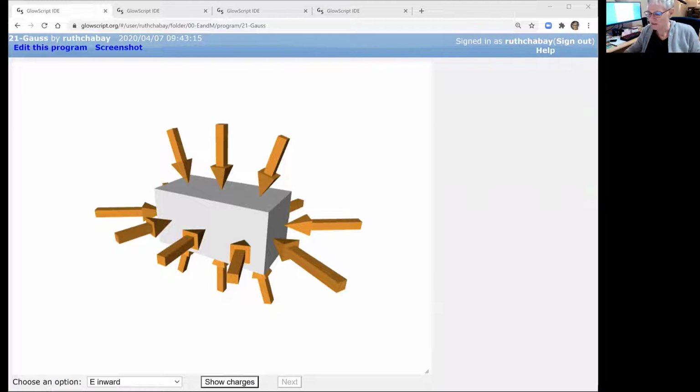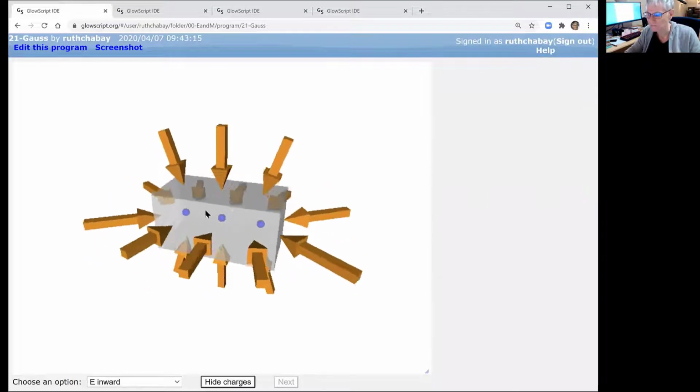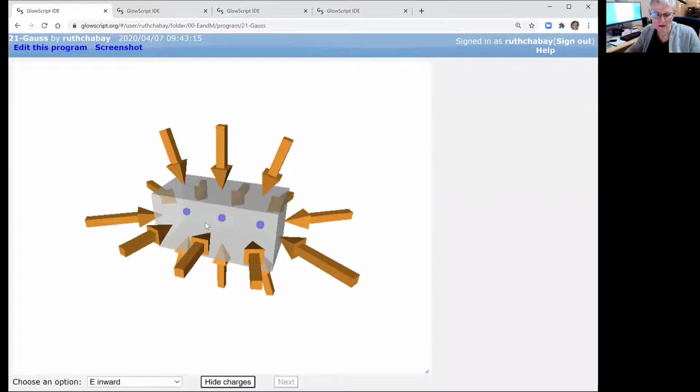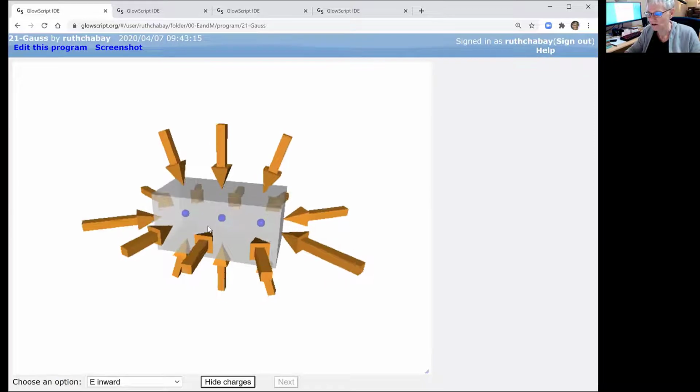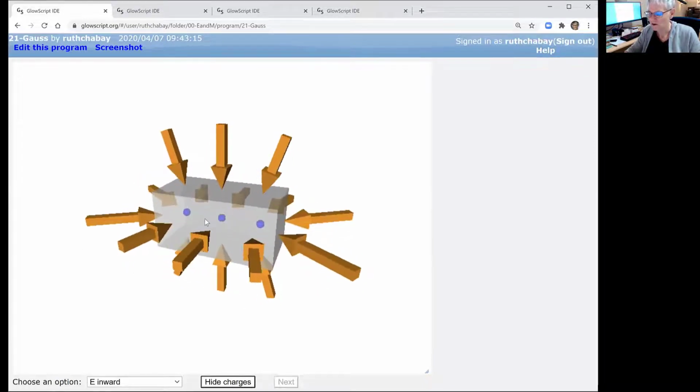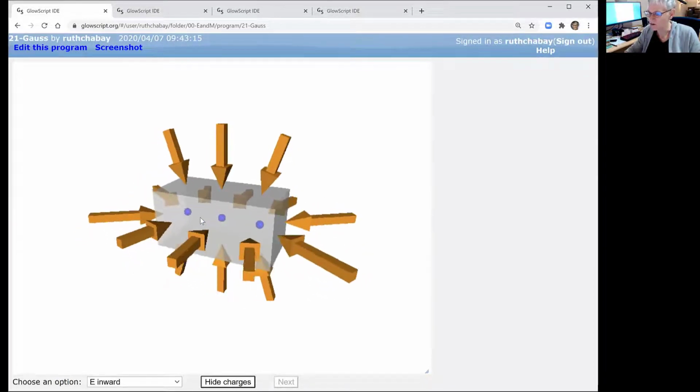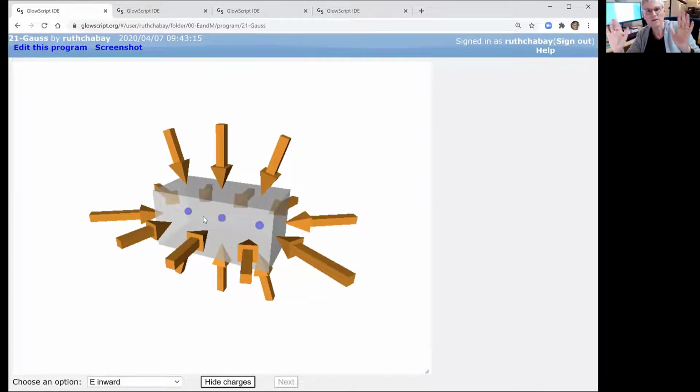And let's check this by showing the charges here. And we see that there are indeed negative charges inside the box, and that's why the field is pointing inside the box. So again, just from observing the pattern of field on the surface of this closed box, we can tell what kind of charge is inside the box.